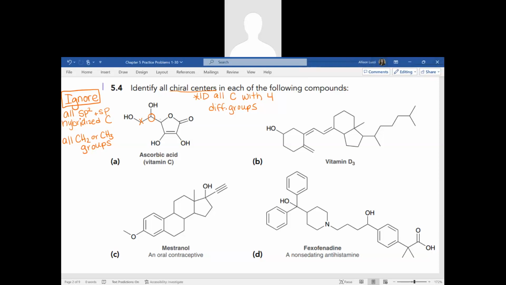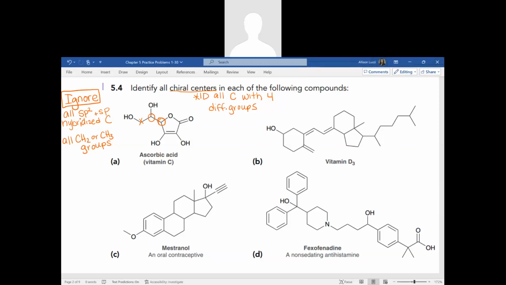Then if we move to the next carbon, we're going to circle this one also because we have 3 different pathways, one to the left, one up around the ring, one down around the ring. We know that they're different because they encounter different atoms. One encounters an oxygen, one encounters a carbon, and then going down would encounter a carbon that's double bonded. And our 4th group would then be a hydrogen. So both of these are chiral centers in compound A.